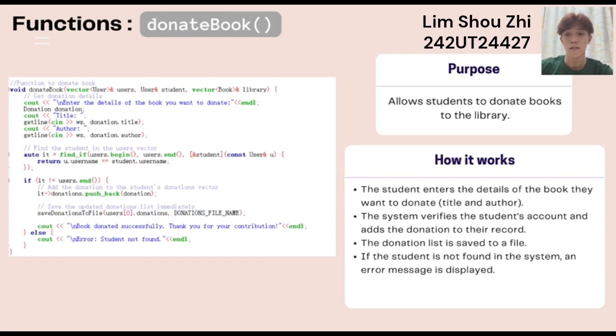Okay, the next function is the donate book function. This function is to allow students to donate books to the library. So the students can enter the details of the book they want to donate, like the title or the author of the book, and the system will verify the student's account and add the donation to their record. The donation list will be saved to a file. If the student is not found in the system, an error message will be displayed.